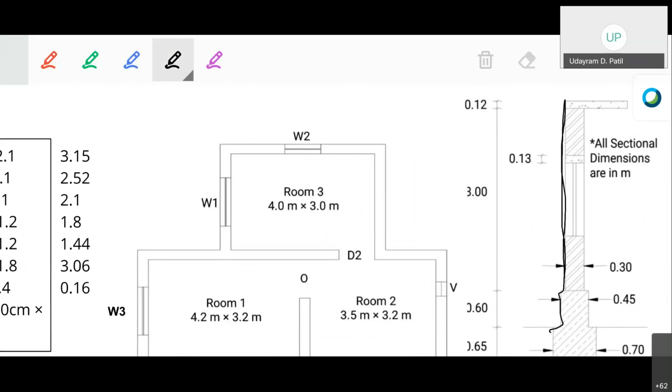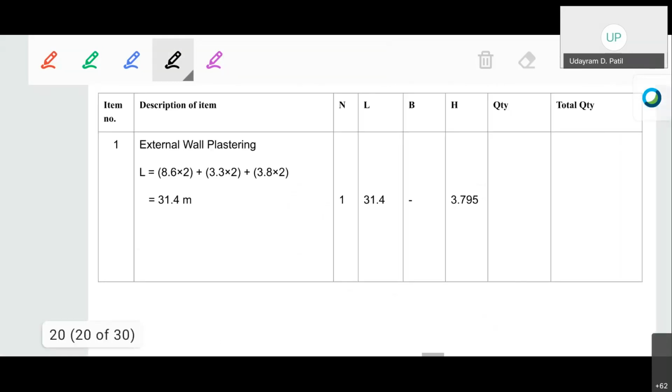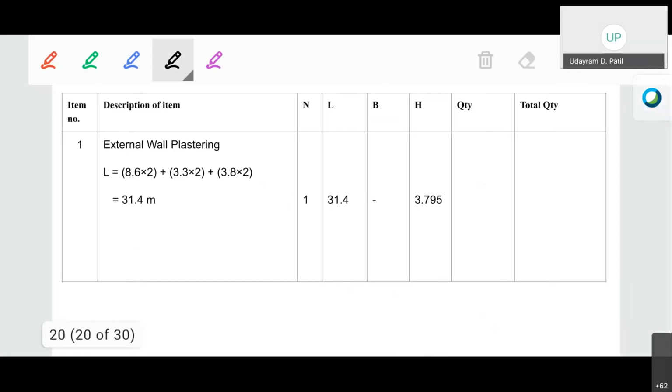We have to calculate this particular height. First, height of the plinth plus offset plus height of the wall plus height of the slab. So the height is 3.795 meter square. Again, it is 3.795, don't make a mistake like 3.975. Okay, check the calculation once.